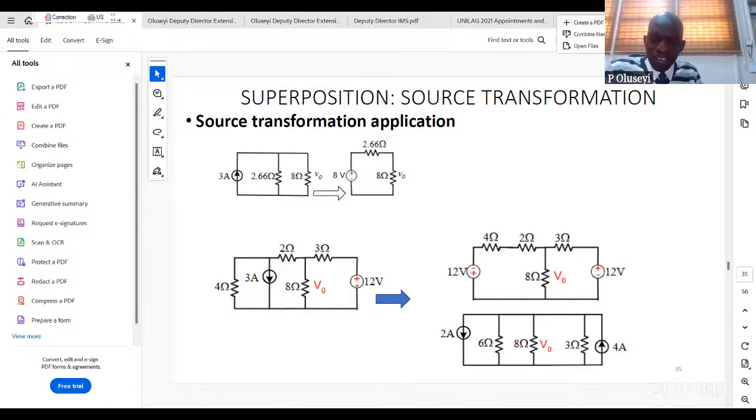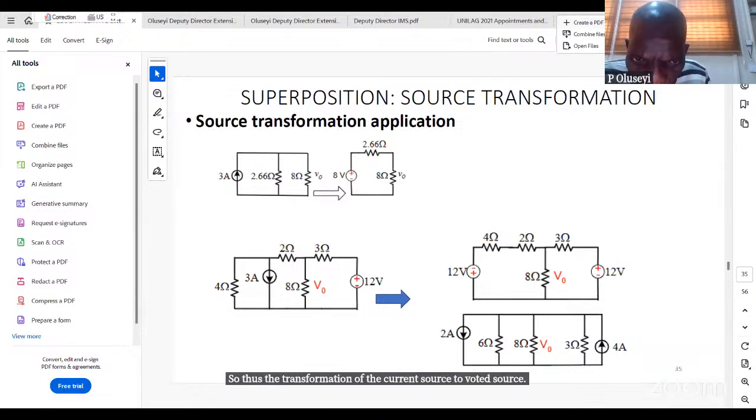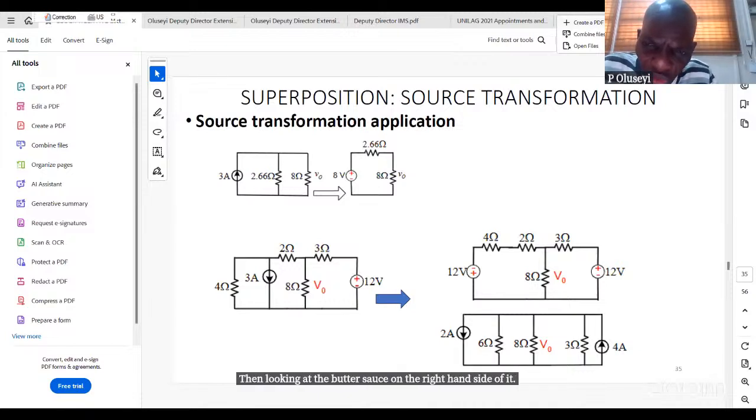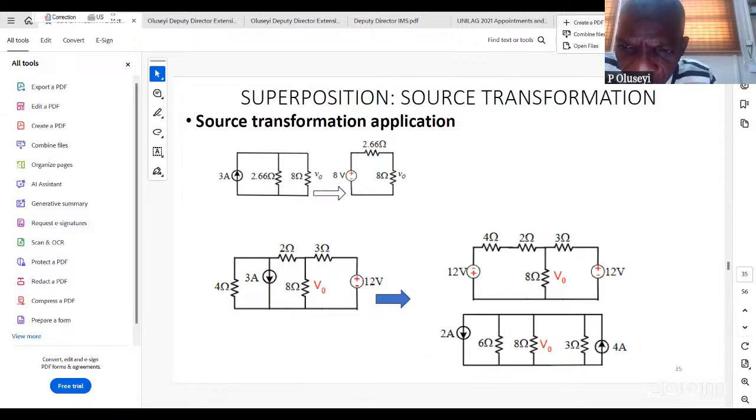So that's the transformation of the current source to voltage source. Then looking at the voltage source on the right-hand side of it, where you have 3 ohms in series with 12 volts, you can transform it as well to a current source.